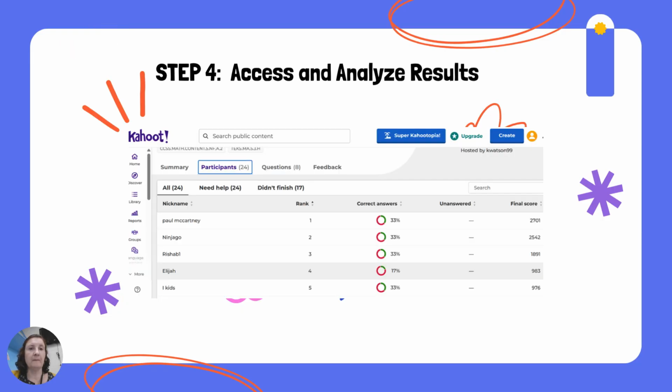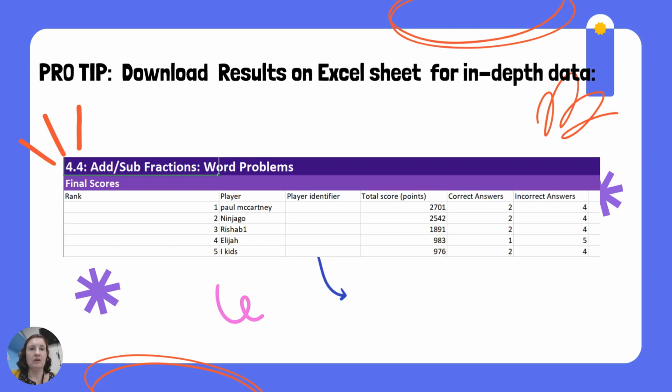Step 4, after the students are done playing the game, you go to the result page and you analyze the results. You can also download an Excel sheet that has all of the students, all of their answers, so you can really get an in-depth idea of where they did well and where they needed more help. So for this particular assessment, the student only got 50% of the problems correct.